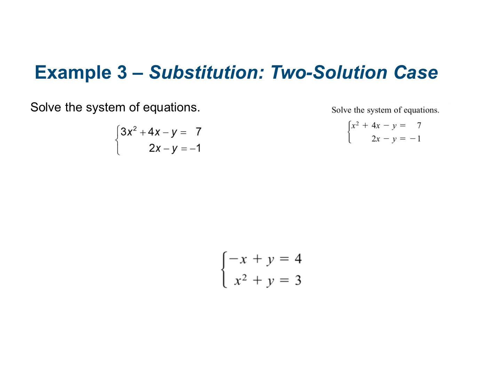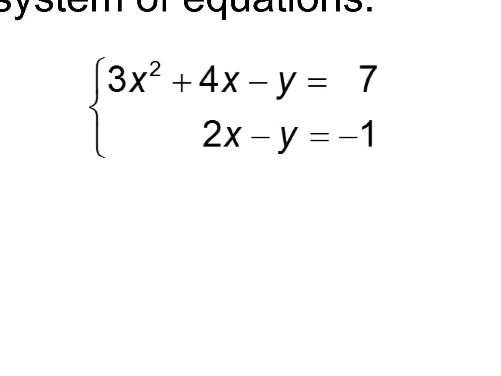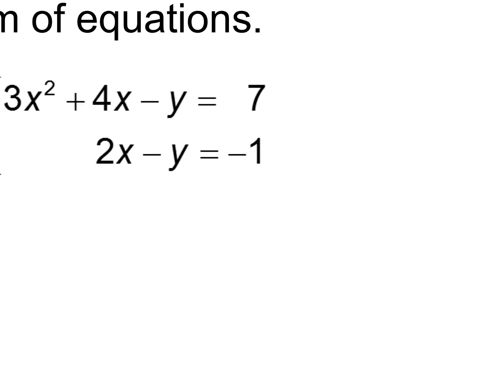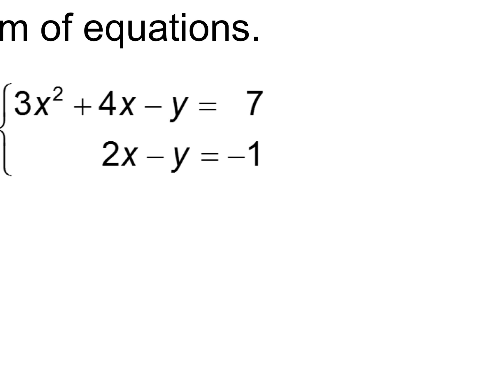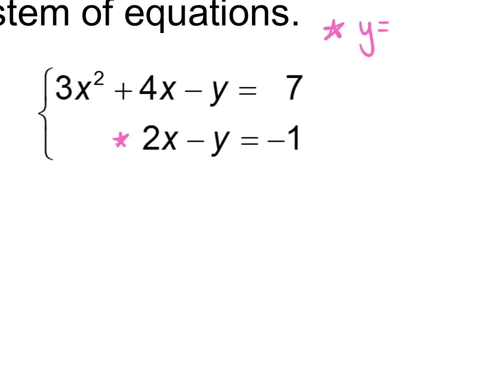All right, in example 3, we are using substitution still. Some of these equations are not linear. So looking at the first one, notice how we have x squared. So this is a non-linear equation. What we want to do is get it to be y equals, because y is the one that's not squared. So we always want to work with the equation that's not squared and the variable that's not squared. So in my second equation here, I want to get this one to be y equals.